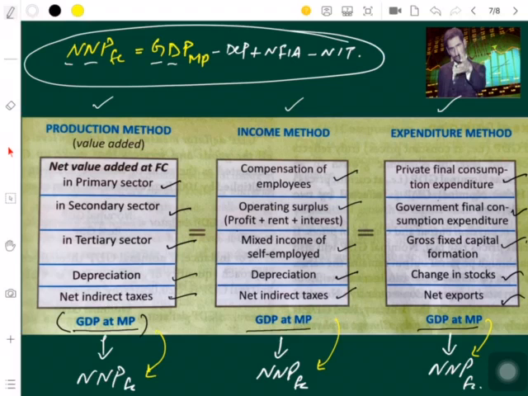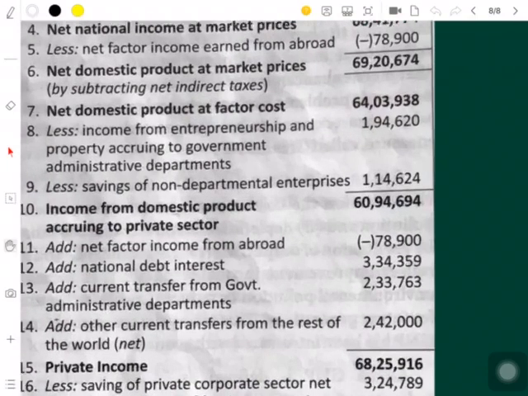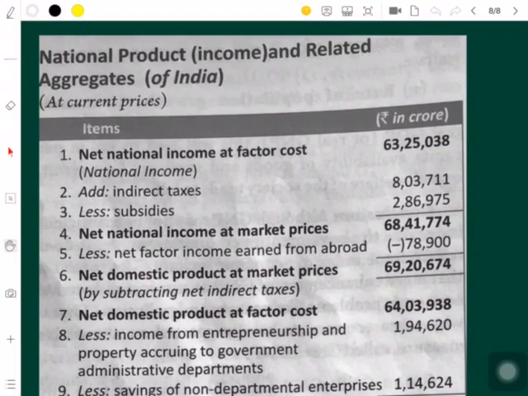After understanding this, how it is implemented, let us go there also. We have left not even a single pebble unturned, so why leave that? Let us go there. Here in this very chart you can see we are taking national product or income and related aggregates at current prices.